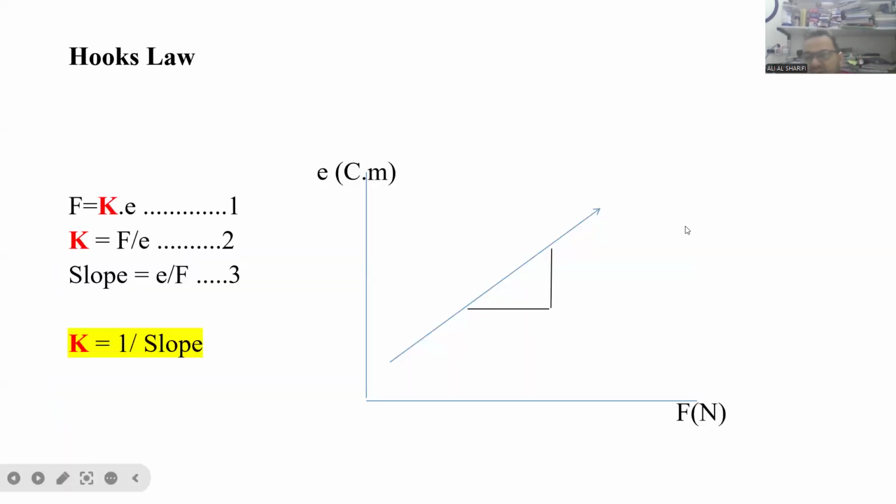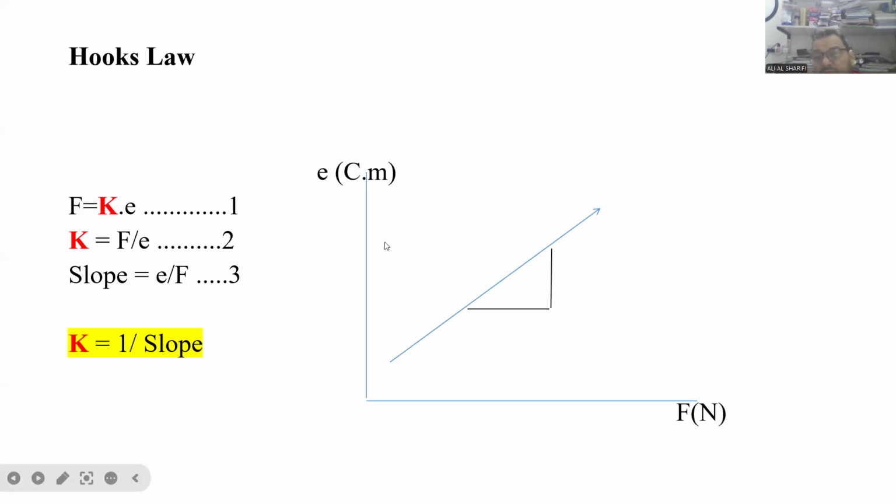Here we have the diagram: F, the force with unit Newton, at the x-axis, and extension with centimeter, I prefer centimeter, at the y-axis. The relation will be a linear relation between them. That means we can calculate the slope. Why do we need slope calculation here? Let me prove that by verifying Hooke's law, F equal K extension. By that, K equal force divided by extension.